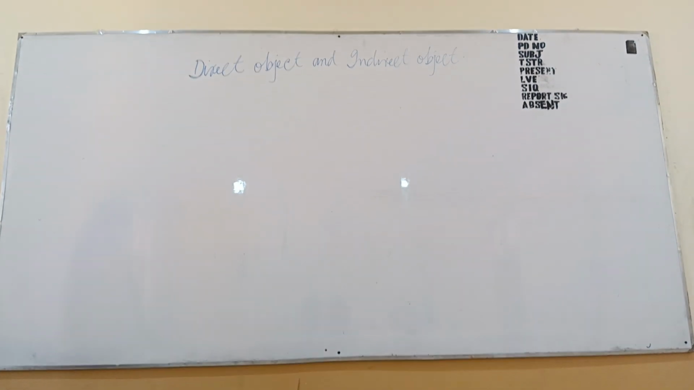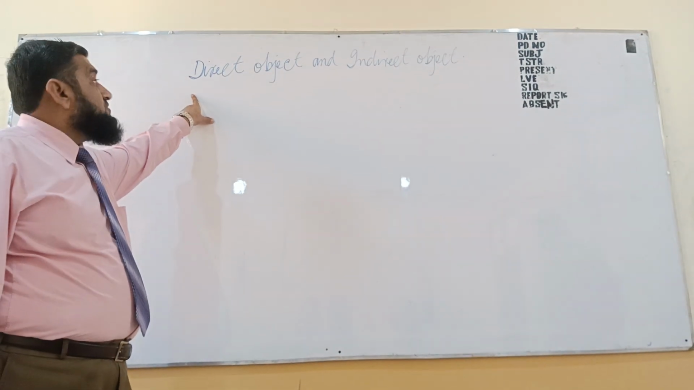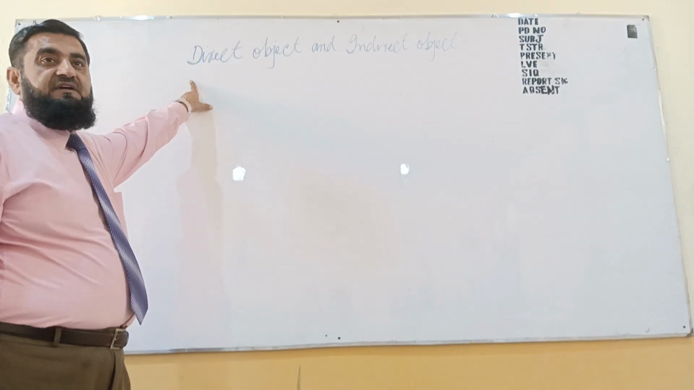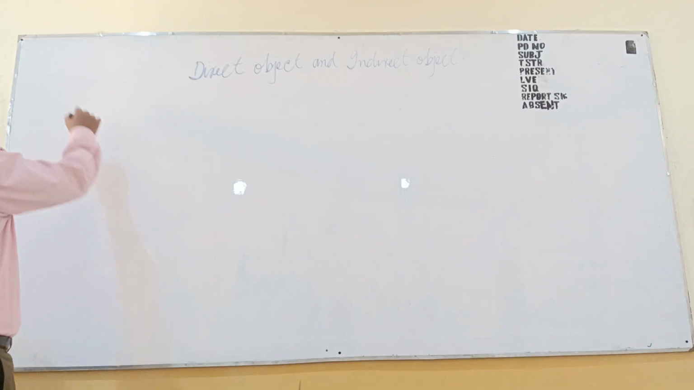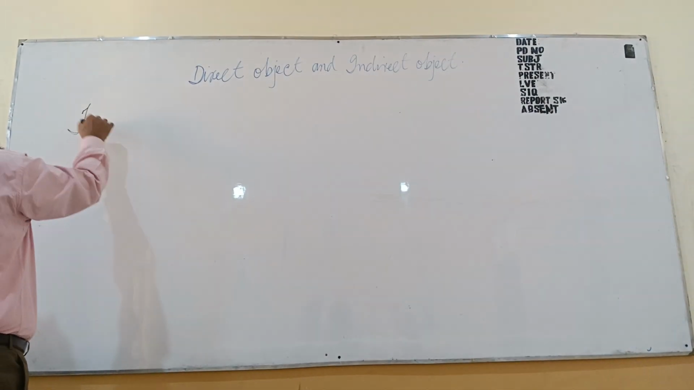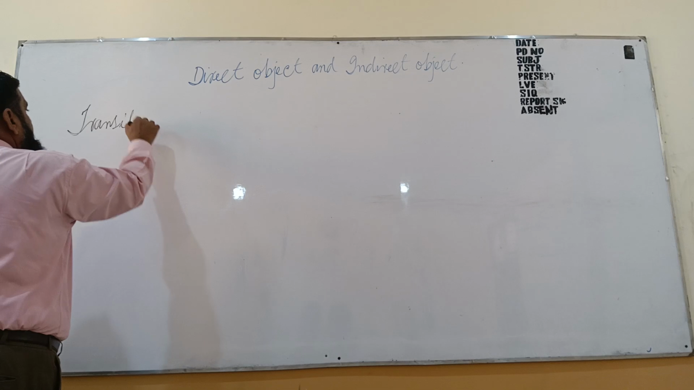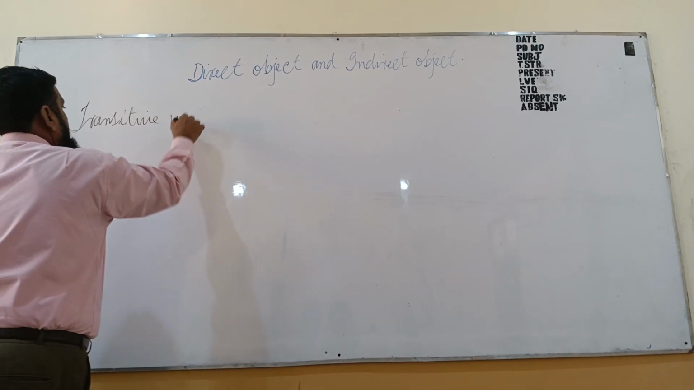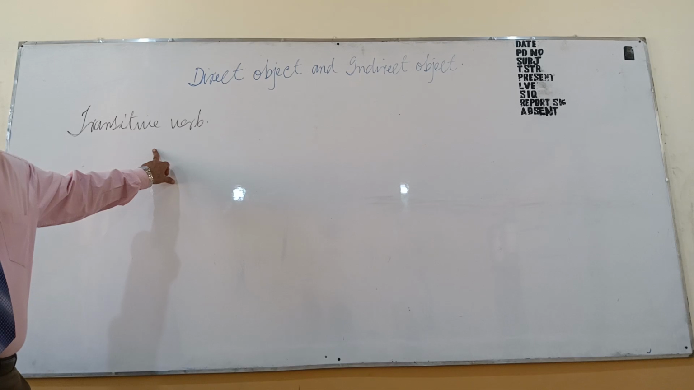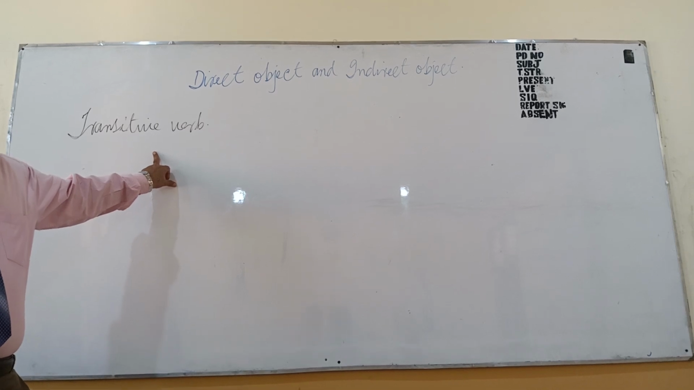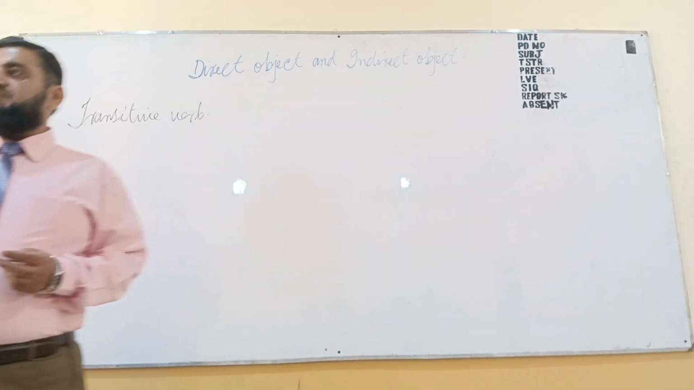Dear cadets, today our topic is direct object and indirect object. So, what is a direct object and what is an indirect object? There is a kind of verb which we will call a transitive verb. Transitive verbs are those which need an object. A verb which is in need of an object is called a transitive verb.